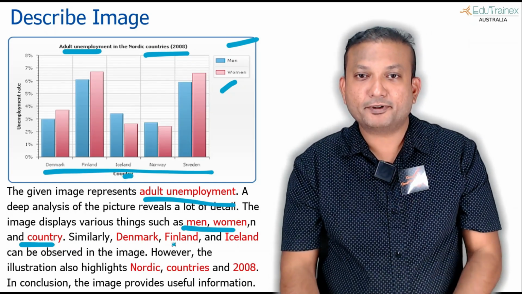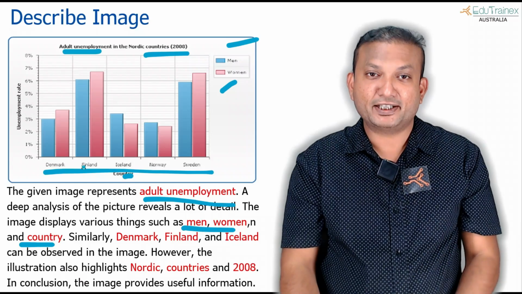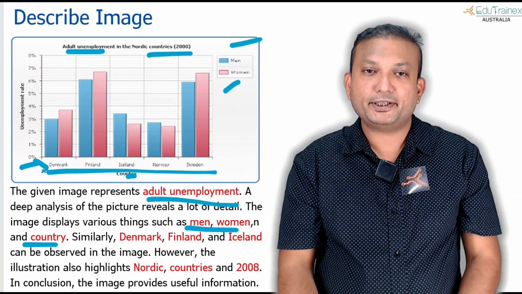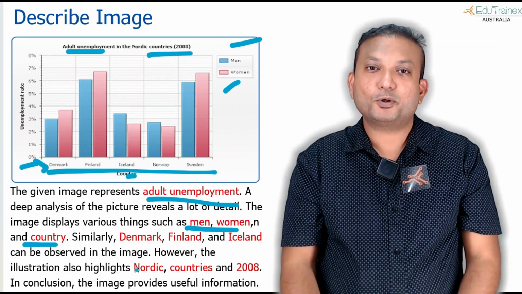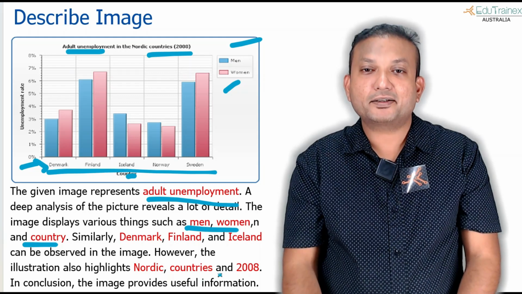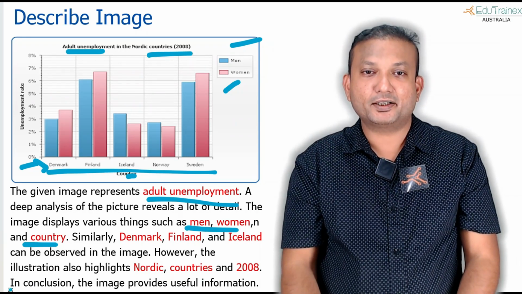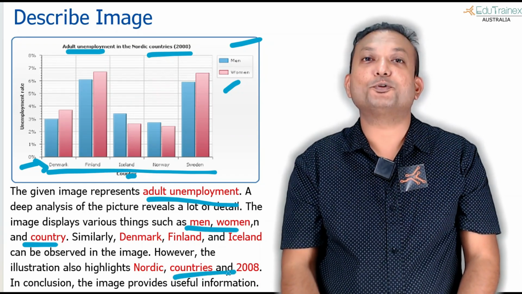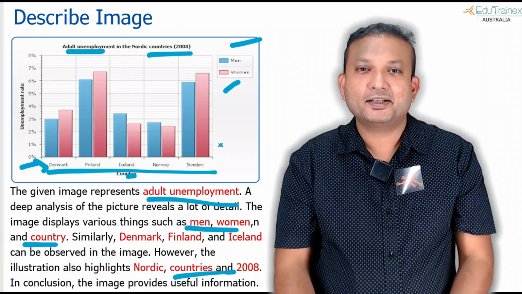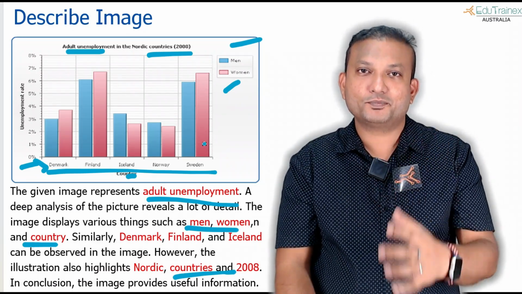Similarly, Denmark, Finland, and Iceland can be observed in the image. Now I picked it up from here. However, the illustration also highlights Nordic countries in 2008. In conclusion, the image provides useful information. So I'm just picking keywords from here and there and I'm saying my response.